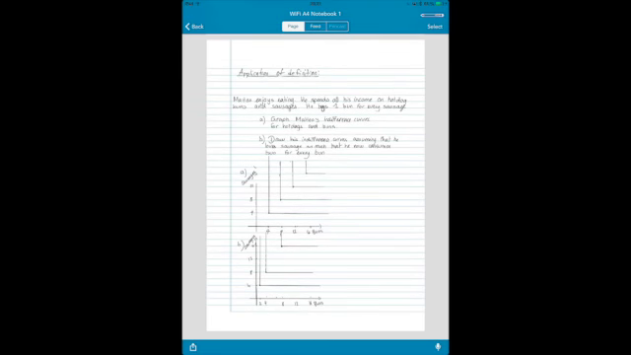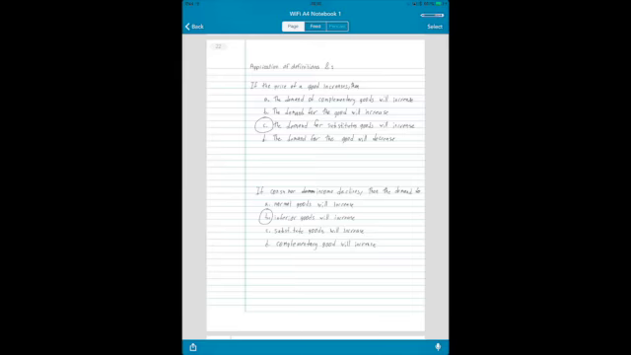In this section of the webcast, we've created 2 multiple choice questions that we will answer with you. The first question is, if the price of a good increases, then A, the demand for a complementary good will increase, B, the demand for the good will increase, C, the demand for substitute goods will increase, and D, the demand for the good will decrease. As you can see, the answer is clearly C.